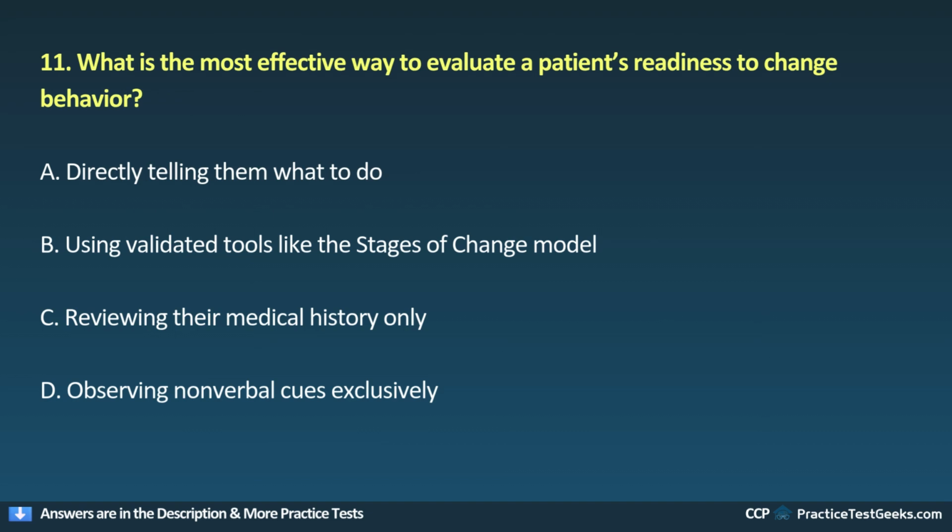11. What is the most effective way to evaluate a patient's readiness to change behavior? A. Directly telling them what to do. B. Using validated tools like the Stages of Change model. C. Reviewing their medical history only. D. Observing nonverbal cues exclusively.